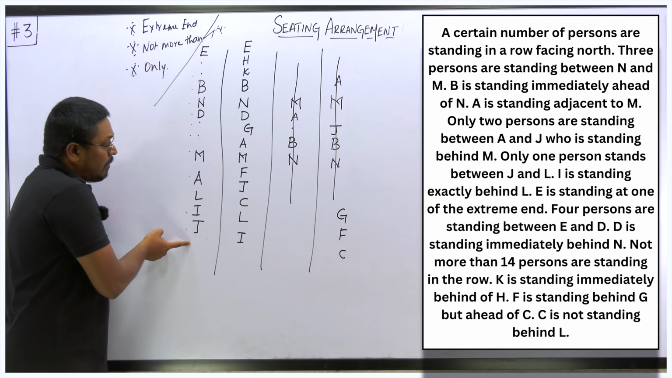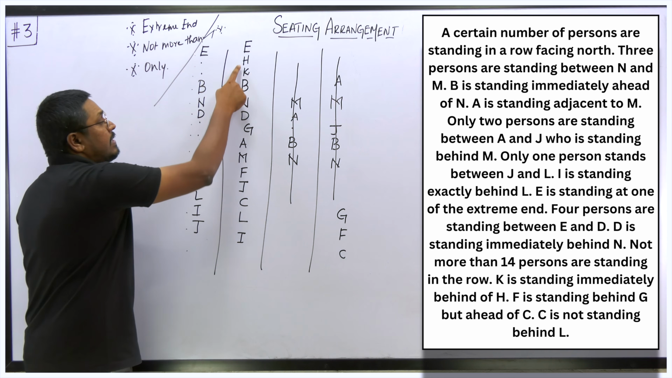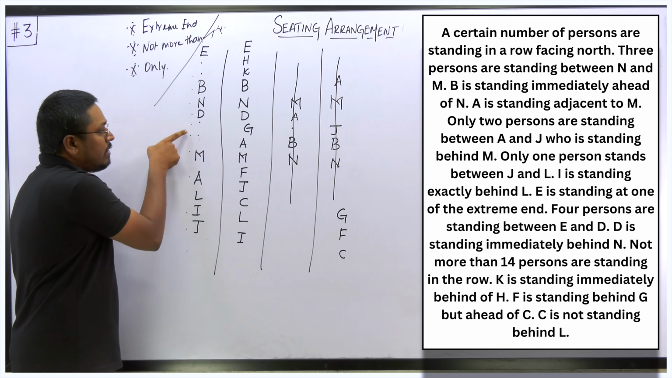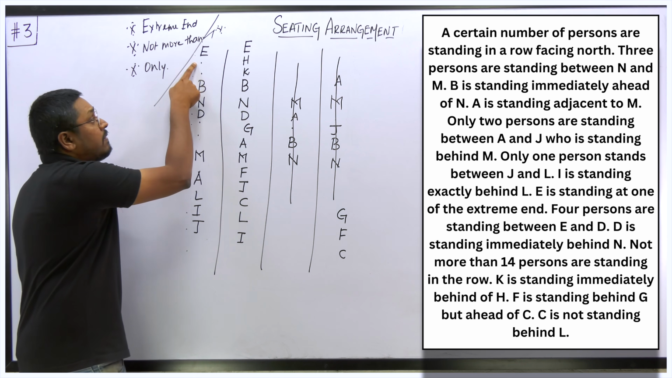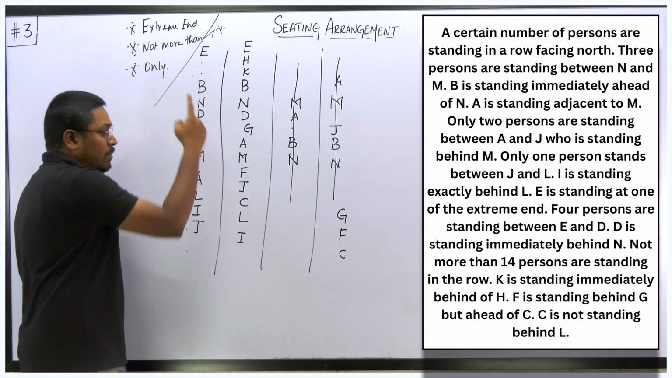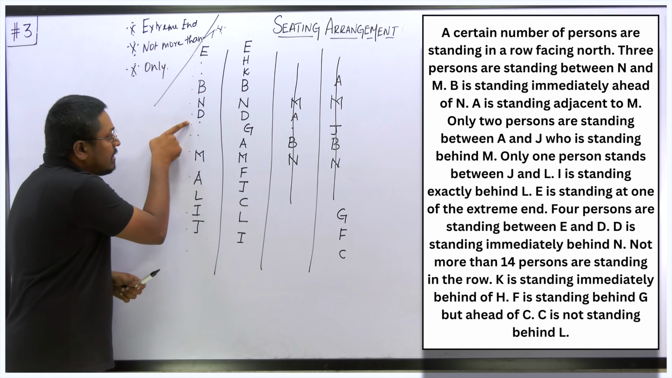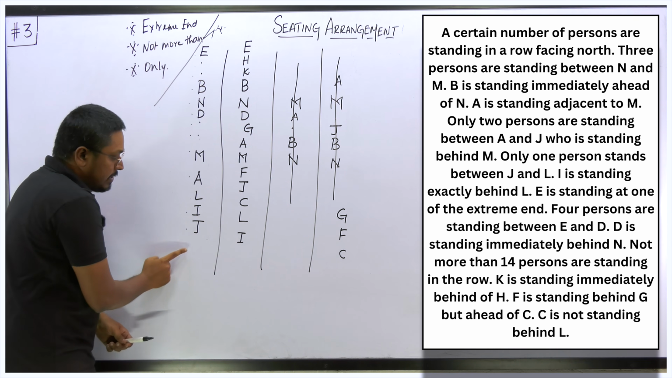So now another point they have given is H and K, right? Immediately behind H, K should be placed. If I fix H here, this should be K. Or else if I fix H here, this should be K. And what remains is G, F, C, right? So if I fix G here, F here, this must be C.